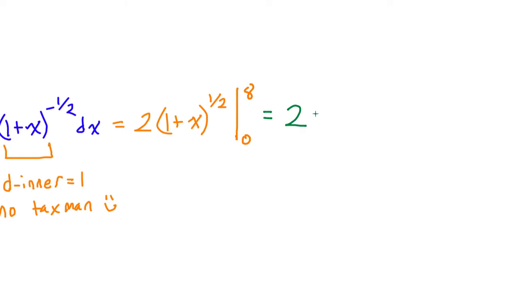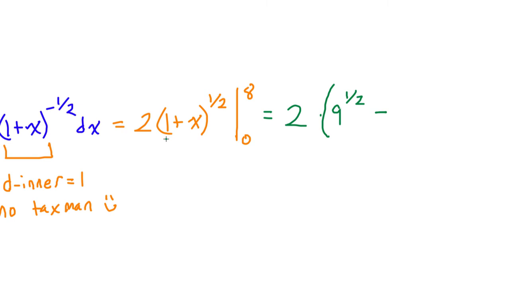This is going to be 2 times the quantity of 1 plus 8, so that's actually 9. So I'm going to say 2 times 9 to the 1/2, and then I'm going to subtract, I'm going to factor out this 2 too. I'm doing a lot of things, so I'm factoring out the 2, so I don't have to worry about the 2 until the very end.